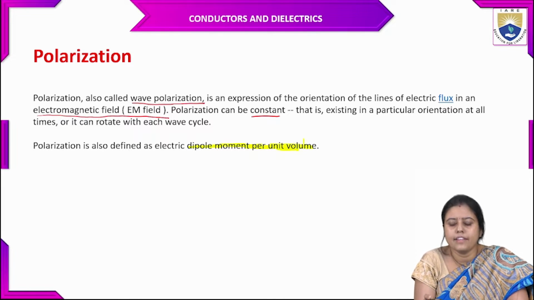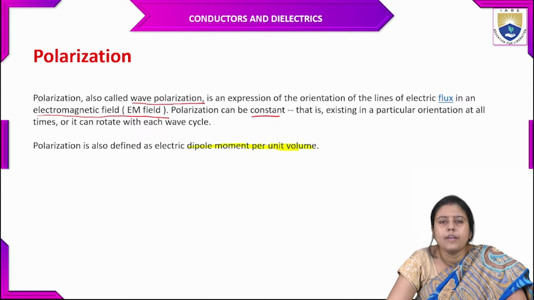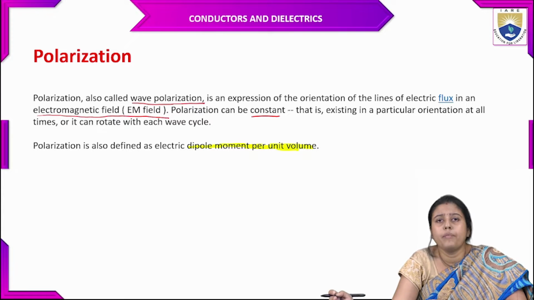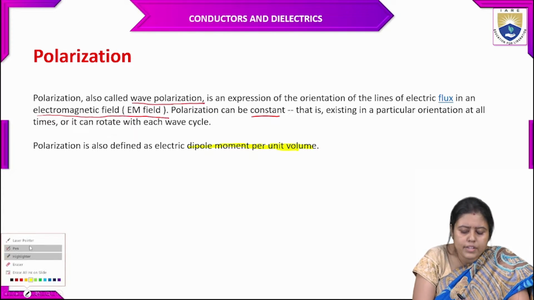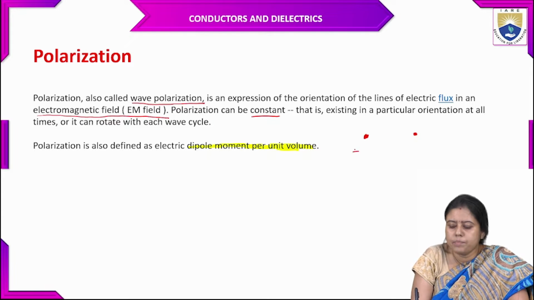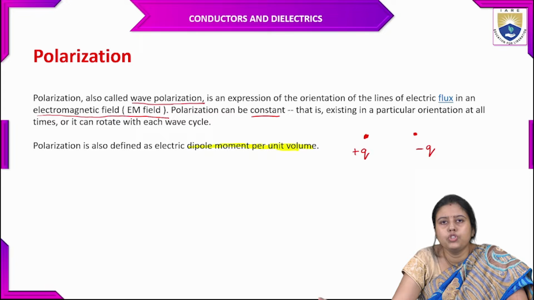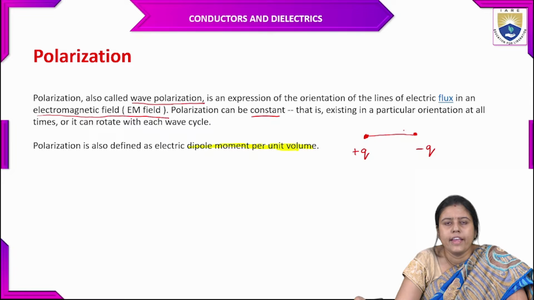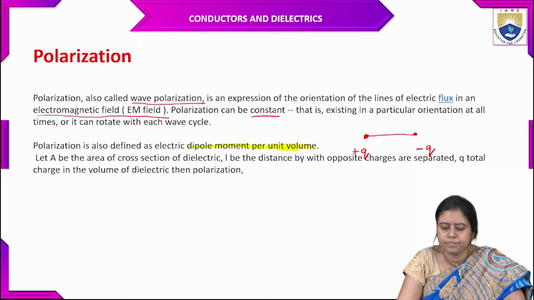So here we get another important term, dipole moment. What is the meaning of dipole moment? Dipole moment means if two charges, say one is plus q and another is minus q, of the same magnitude but opposite in polarity, are connected through a line, there is a moment. This is called the dipole moment, and dipole moment per unit volume is known as the polarization.